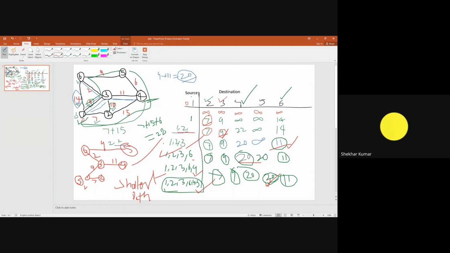Okay, so in Prim's and Kruskal's, we find the minimum spanning tree, and we check between only two nodes. But in Dijkstra's algorithm, we find the single source shortest path from the source to all the other nodes.